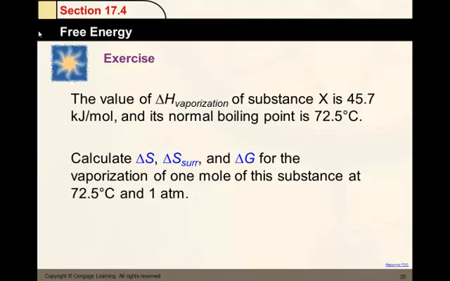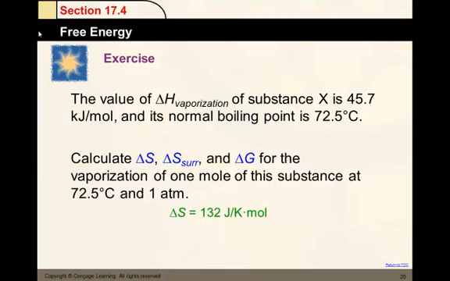We don't have the delta S, but luckily for us, because it's happening at the boiling point, we know delta G is 0. So we plug in 0, and we plug in the delta H, and we plug in the boiling point in Kelvin, we can solve for delta S. The thing to notice is, you will see that the delta S is 132 joules per Kelvin times mole.